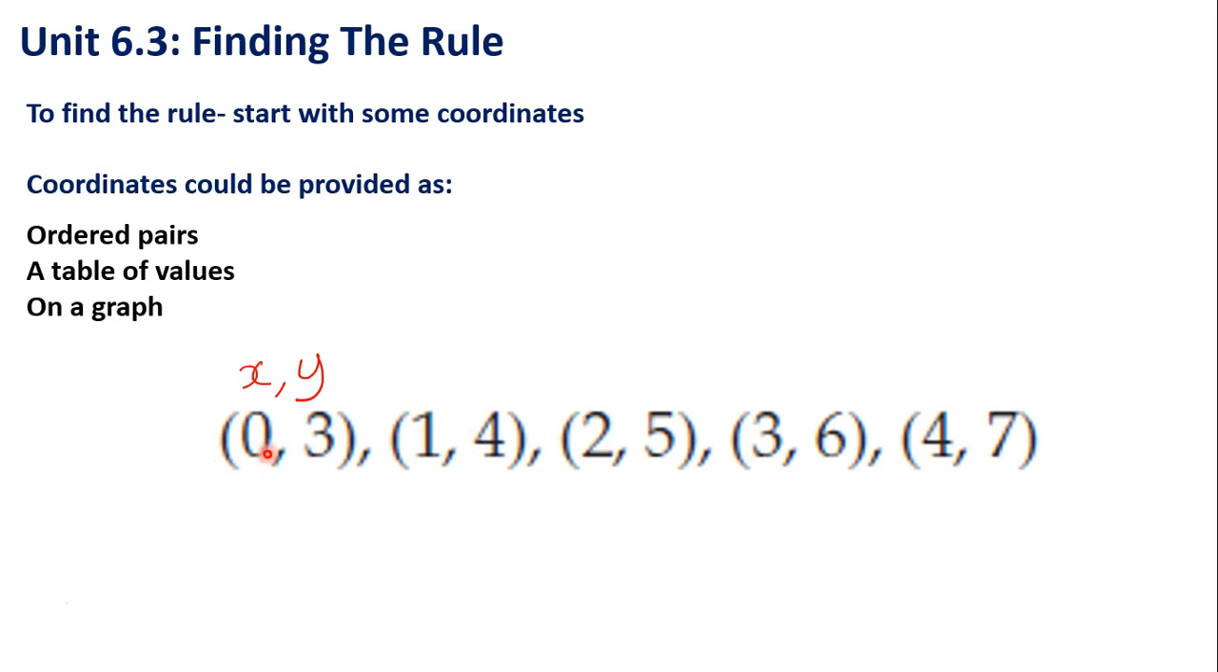So you might have noticed we're going from 0 to 3, so that's plus 3, from 1 to 4, so 3 is being added, 2 to 5, plus 3, and so on. So the rule would be y equals x plus 3. So substitute, check a few of those. If x is 4, 4 plus 3 is 7, gives us the y. 3 plus 3 is 6. So this rule works.